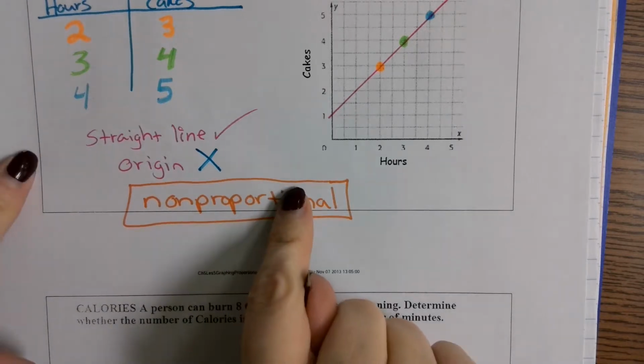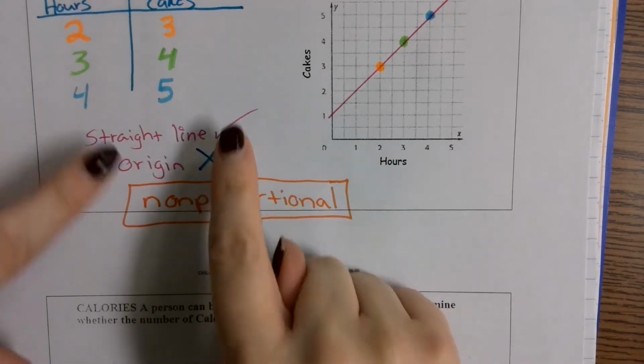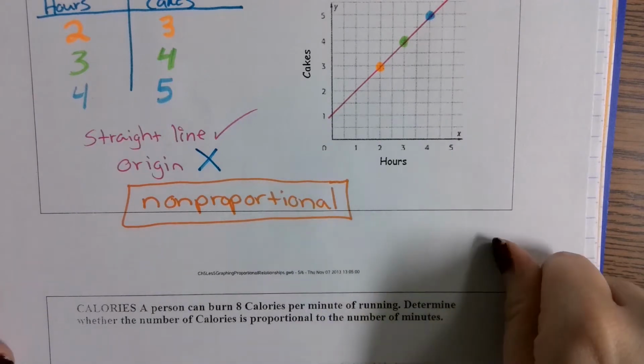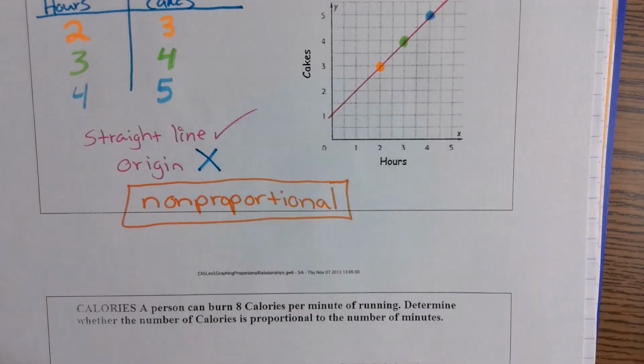It's the same thing here. Both criteria, straight line and an origin, has to be met in order for it to be a proportional relationship. If one of them's not met, the whole thing is thrown off. Okay?